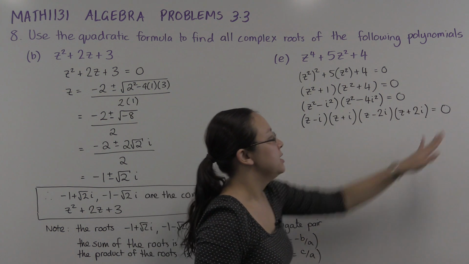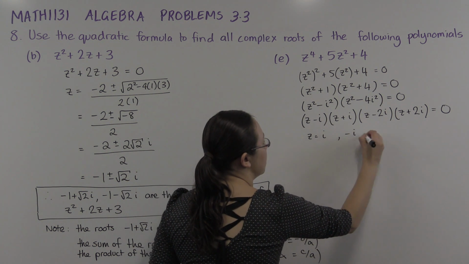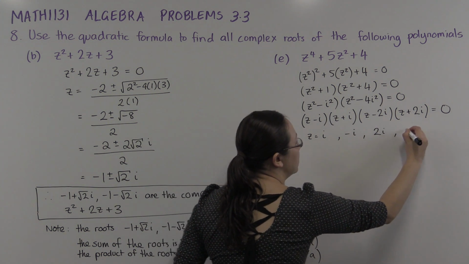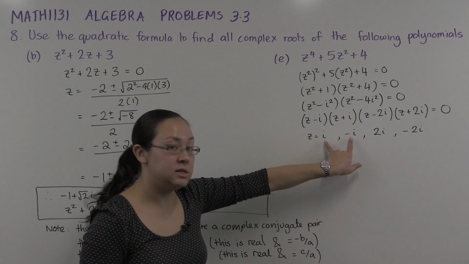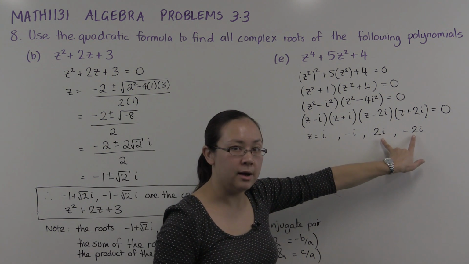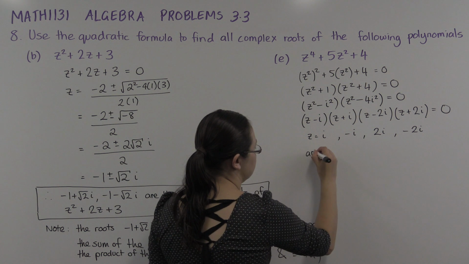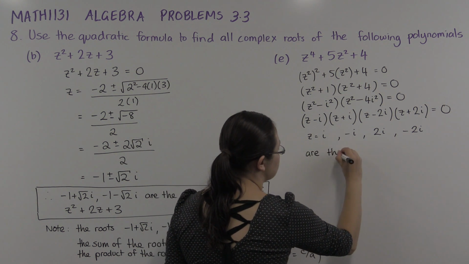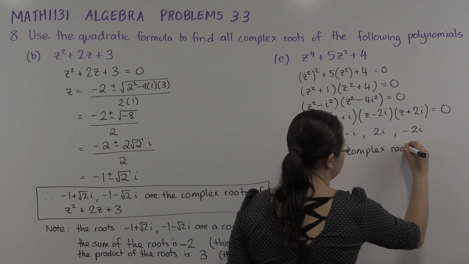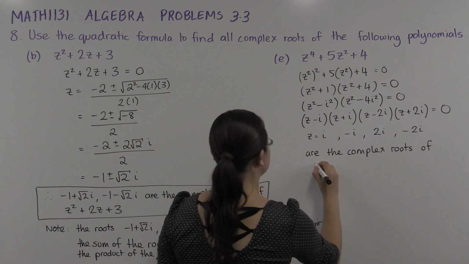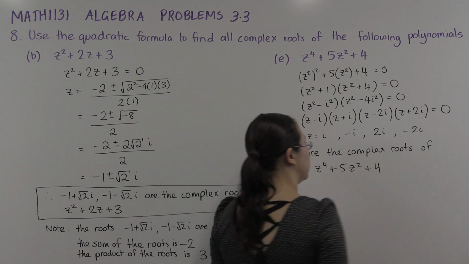So 4 things multiply to give 0. One of them's got to be 0. So either z equals i, or minus i, or 2i, or minus 2i. Notice again, they come in complex conjugate pairs. i and minus i are a pair. 2i and minus 2i are a pair. So these are the complex roots of z to the 4 plus 5z squared plus 4.